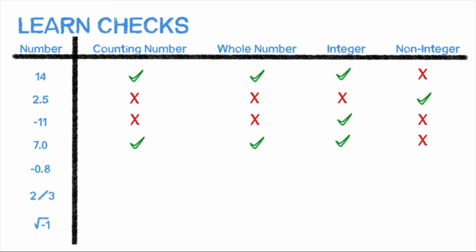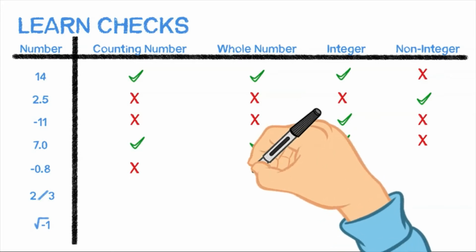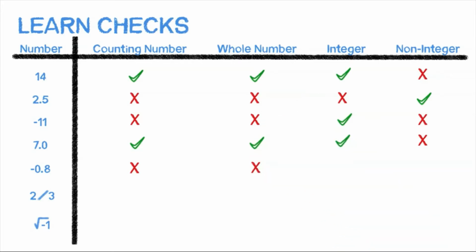Next, negative 0.8. Counting number? No. Whole number? No. Integer? No. Non-integer? Yes. Next, 2/3. Counting number?